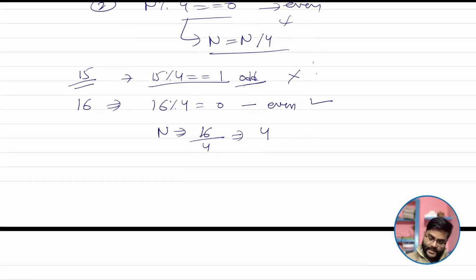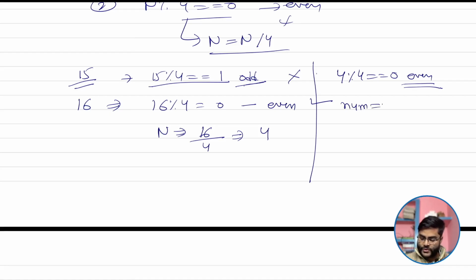Again check. 4 mod 4 will be 0, it is even. Again divide: number equals number divided by 4. So 4 divided by 4 will be 1. If you get 1, it means that it is a power of 4. Why? Because 16 can be written as 4 into 4. One time you divide, then again you divide by 4, so it will be 1 at the end if it is a power of 4.